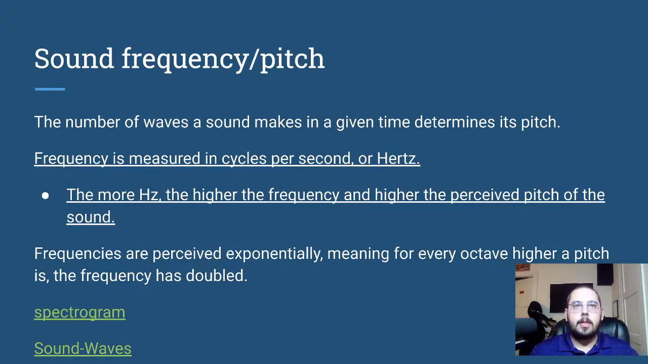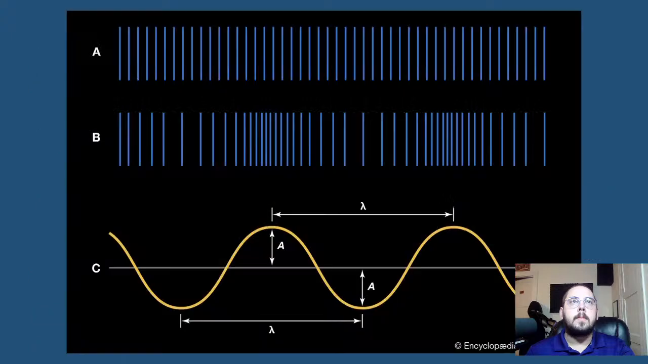So humans hear these differences in hertz exponentially. Every time an octave difference is heard, the frequency of that sound has doubled. So let's say someone played the C4 on a piano, and then C5, we would have doubled in frequency between the lower and higher notes.